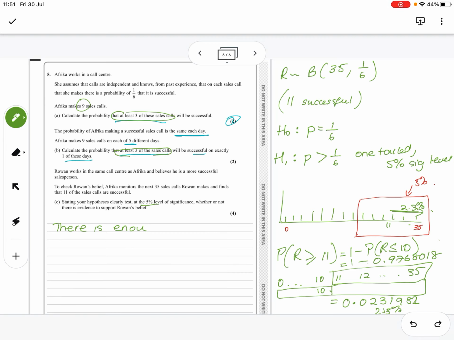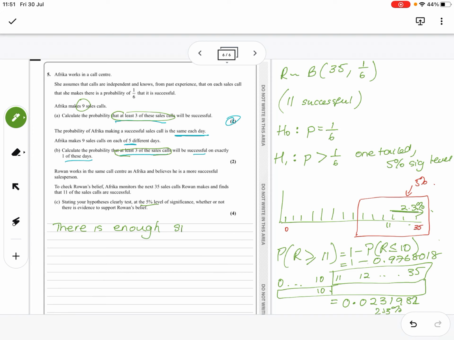And if you think about it, the mean is 35 times 1/6. My calculator's stuck. So that gives us 5.8. An 11's quite a bit higher, isn't it? When you're talking about sales.